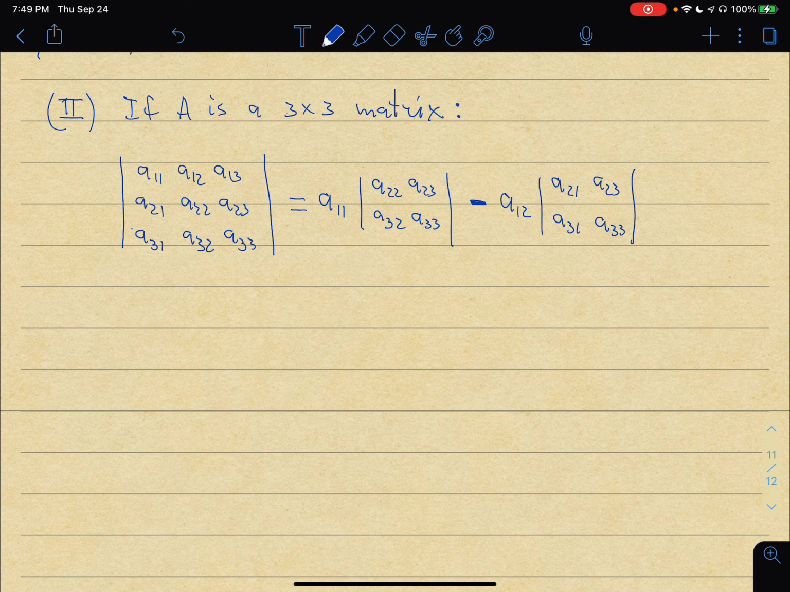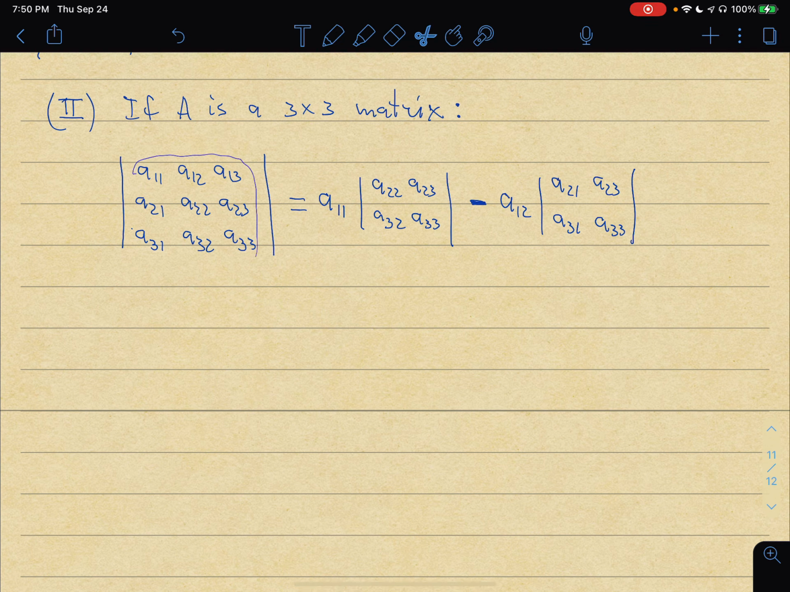In the future, what tells you where you put a minus sign and where you put a plus sign in this procedure? You look at the indices. If the sum of indices is even, you put a plus sign. If the sum of indices is odd, like in this case, 1 plus 2 is equal to 3, you put a minus sign. And so then only one element remains in the first row, and that is A13.